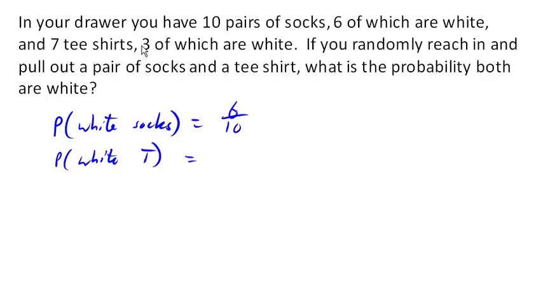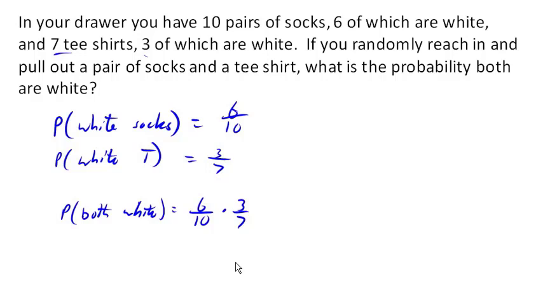So the probability that both of them will be white will simply be the likelihood of the first being white times the likelihood of the second one being white. Oops, that's not right. It's not out of 10, it's out of 7, right? 3 out of 7. So the probability of both of them being white is this. And we can simply multiply them because the probability of the t-shirt being white is not dependent upon the probability of the socks being white. So we can go ahead and multiply that.